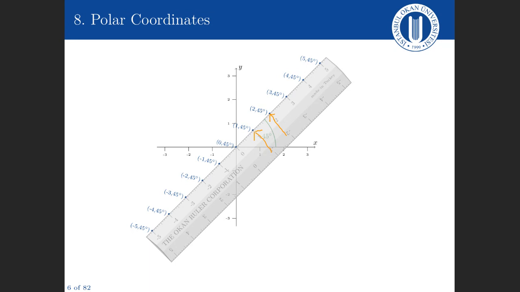And for example, this point just here has polar coordinates (3.4, 45°): distance from the origin to the point 3.4, and the angle is 45 degrees. We can also use the negative numbers on the ruler. This is the point (-1, 45°), this is the point (-2, 45°), this is the point (-3, 45°), etc.